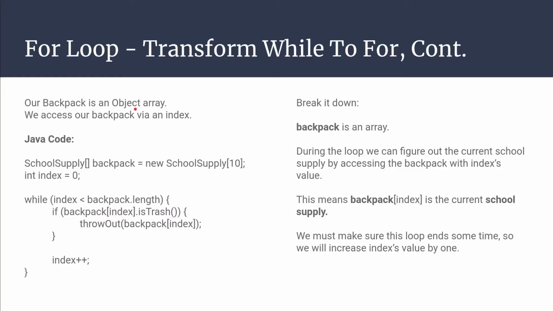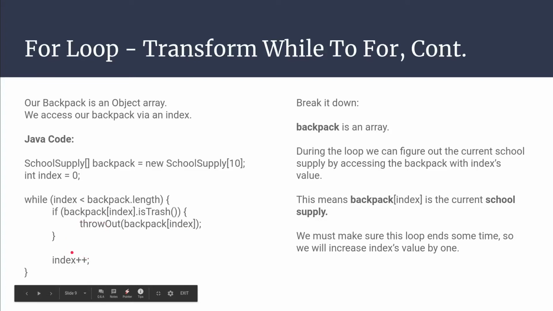So let's break this down, but let's talk about this in Java terms. Again, here are our assumptions in the top left corner, and our Java code now says that our backpack is of type school supply array, and the index is an integer. So we're going to execute this loop while the index is less than the backpack.length because we want to make sure that we do not get an illegal index exception. What we're going to do is get backpack sub index and ask if it is trash, and we're going to throw out that backpack sub index. Finally, we will increase our index by 1.